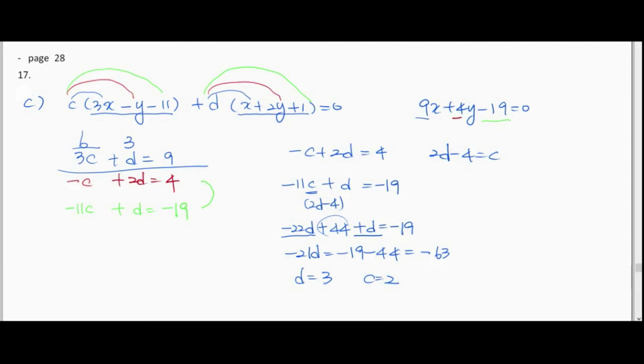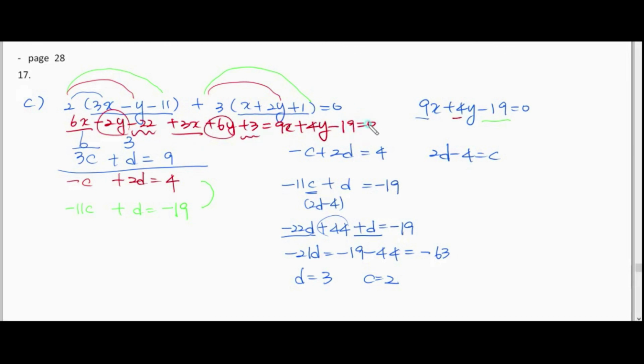So finally we should double check right here, changing this to 2 and 3 each. And then let's calculate this. So for the first one, 6x minus 2y minus 22 plus 3x plus 6y plus 3. That equals x with x, 9x, y with y, plus 4y, and constant with the constant, so it will be negative 19. And when we compare these two, it's perfectly the same. So, answering question 17 like this.